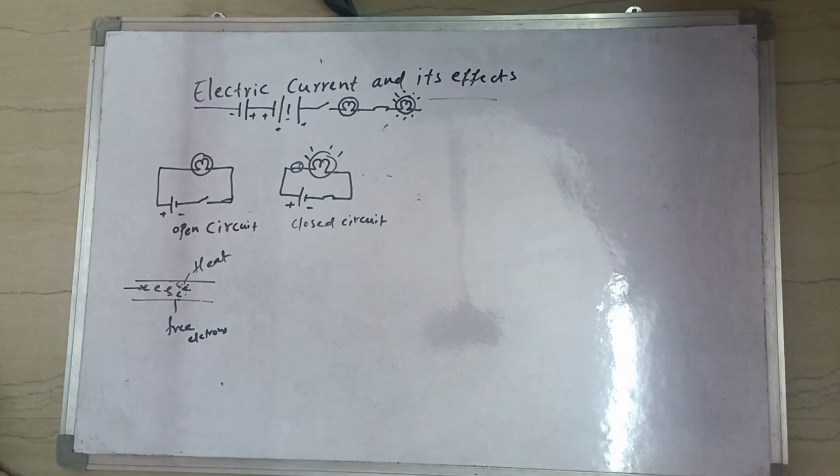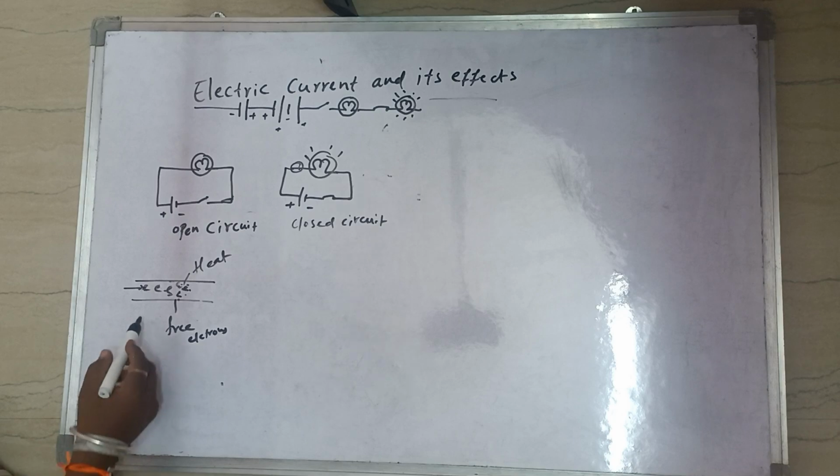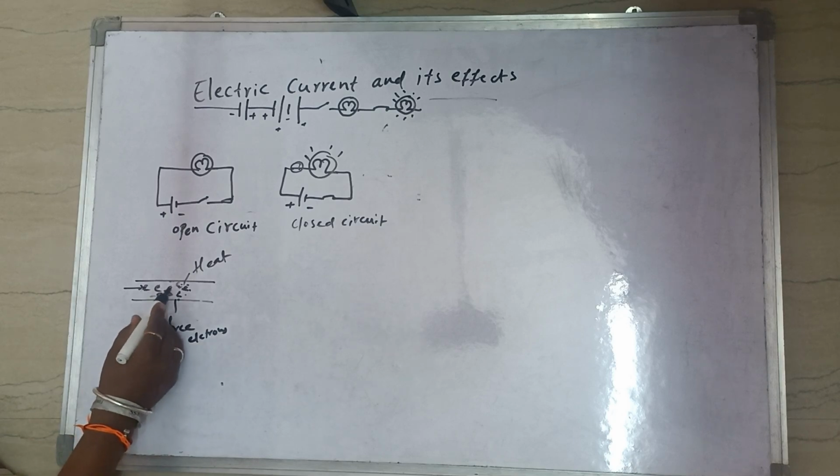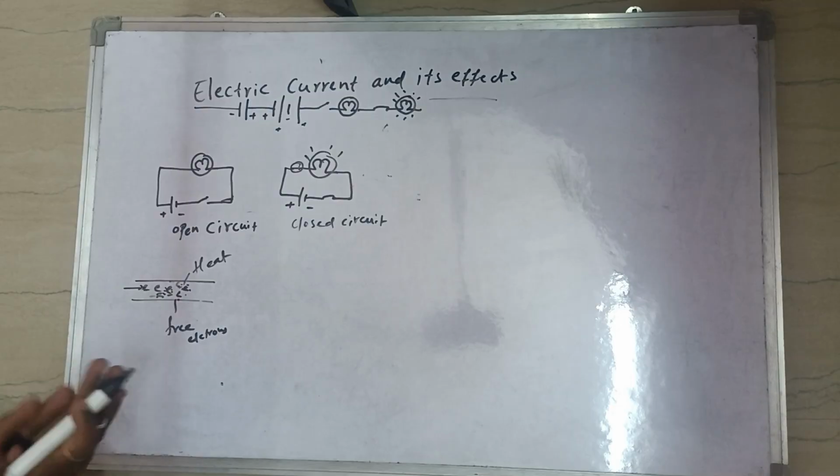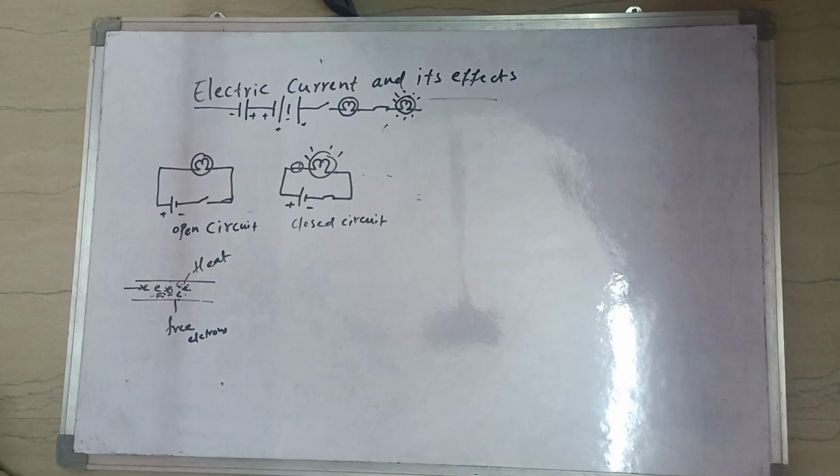So how is the heating effect produced? I told you the electrons are moving. Due to the electrons there will be friction, and due to friction the heat will be produced. One effect is the heating effect of electric current.